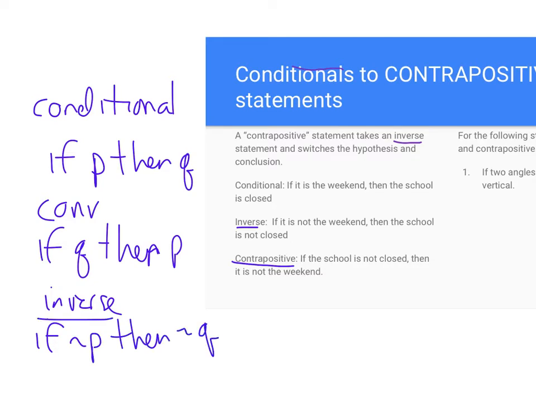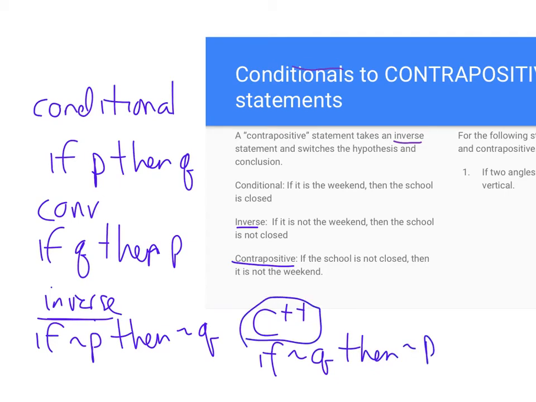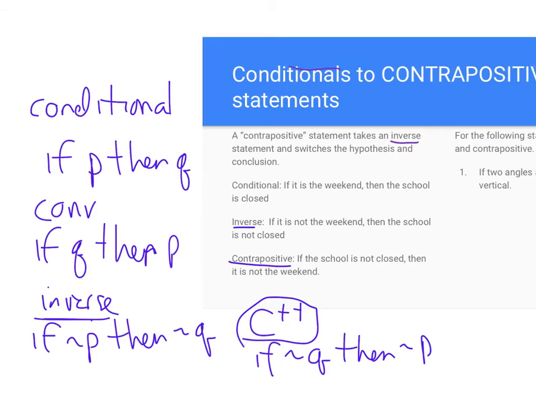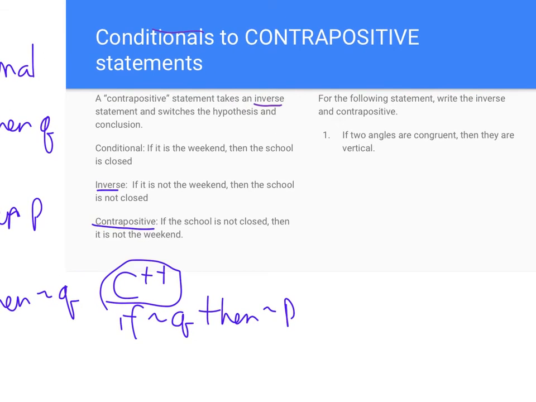Contrapositive basically takes the inverse and flips it, kind of like a converse. So my contrapositive, which is often written like this, is if not Q, then not P. Okay, so that's kind of what my contrapositive is. It's often labeled or shortened up, or that would be the symbol for it. So if I take a look, if it is the weekend, then the school is closed.